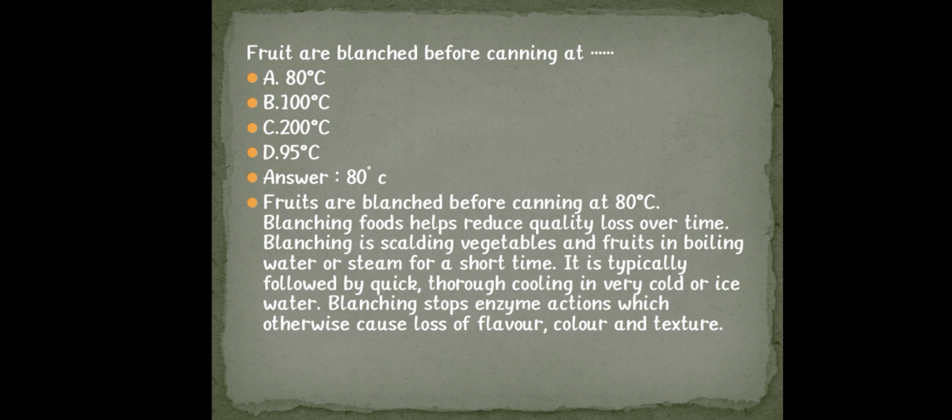Blanching is scalding vegetables and fruits in boiling water or steam for a short time. This is typically a very quick method, followed by cooling in very cold or ice water. Blanching stops the enzyme actions which otherwise cause loss of flavor, color and texture. So this blanching is done before canning at 80 degrees centigrade in the case of fruits.